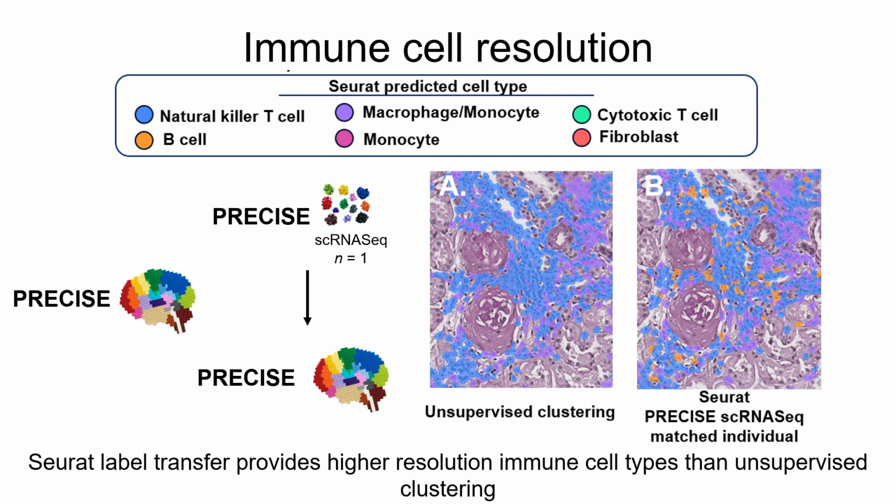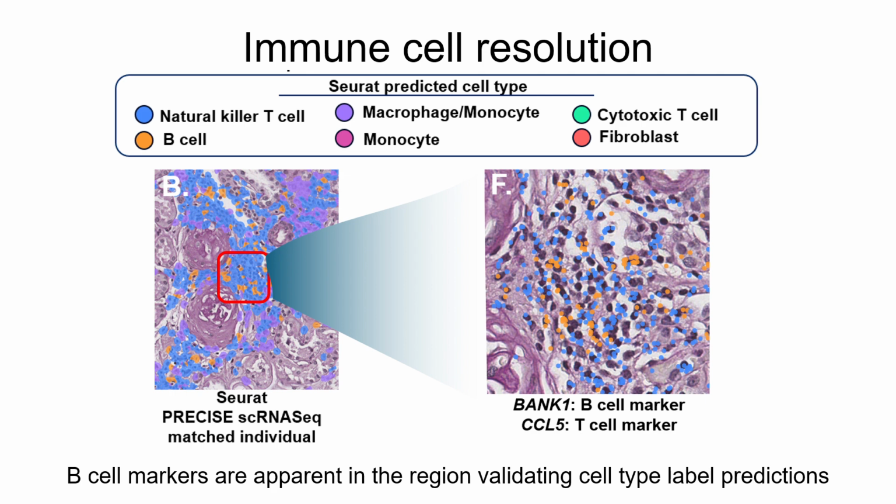But when you apply a label transfer from the PRECISE single cell matched individual data, in orange, you will see that there are some B cells in that area. And so you're getting a higher resolution immune cell type than you would with just unsupervised clustering. And just to zoom in really quickly and show you that there are B cell markers in the area. So I do think that these are correctly identified B cells.